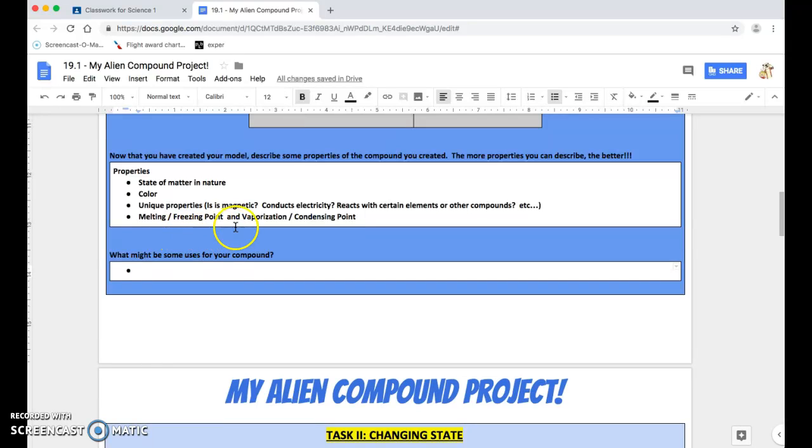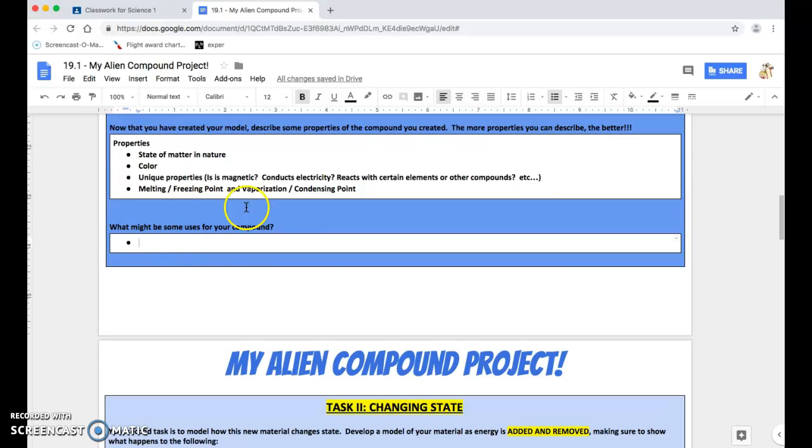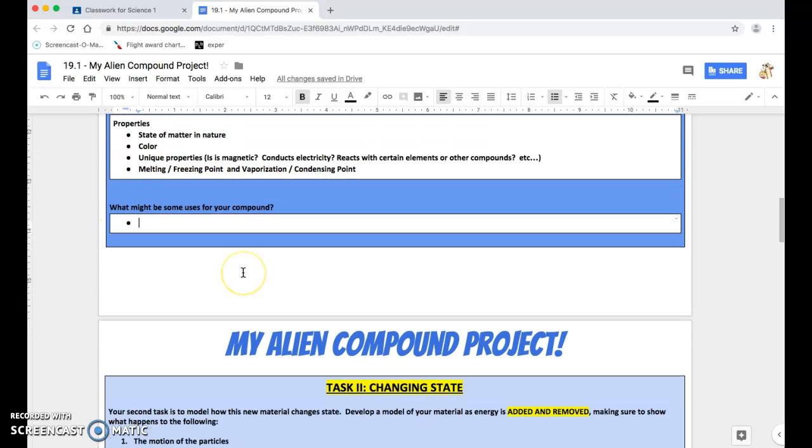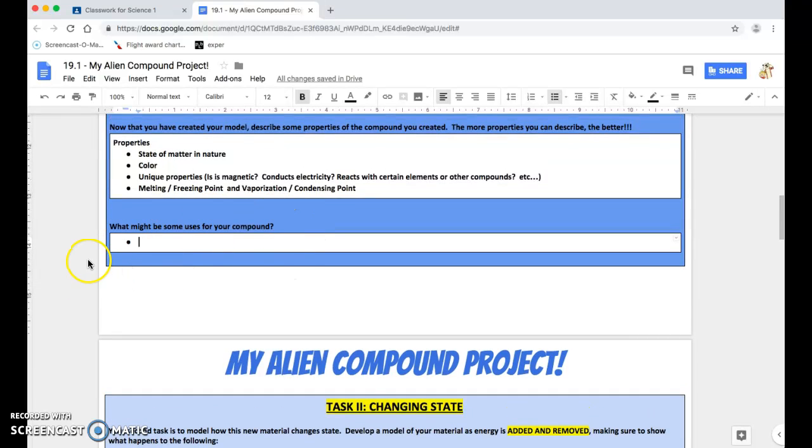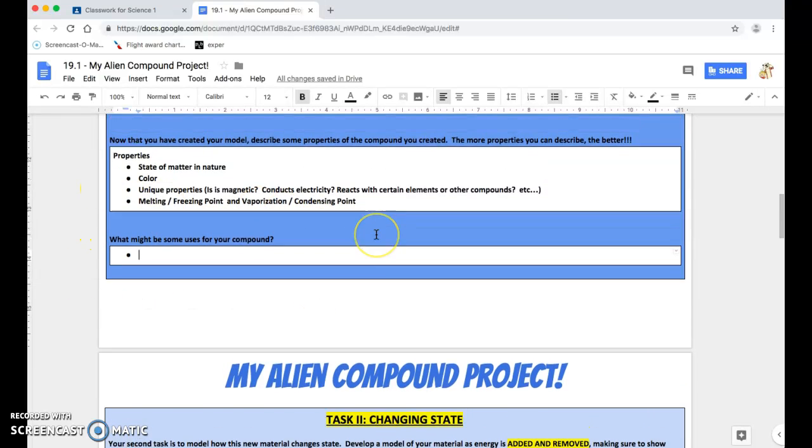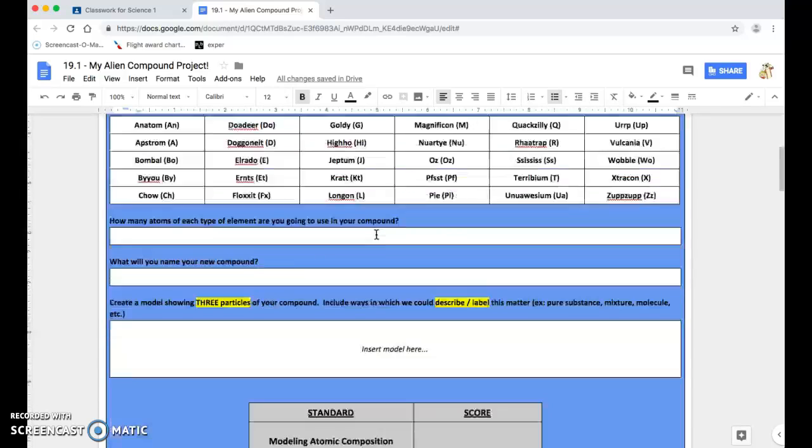So get really creative with these 2 parts, the properties, because that's going to help out with what some uses would be for the compound itself, both for you and for potentially new organisms. So that's all step 1, or task 1.